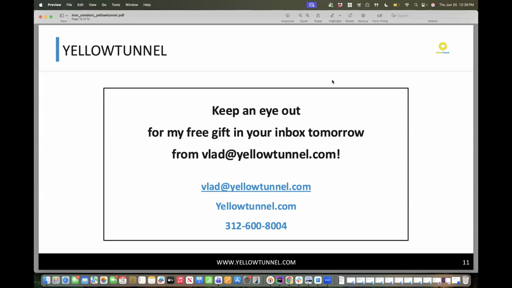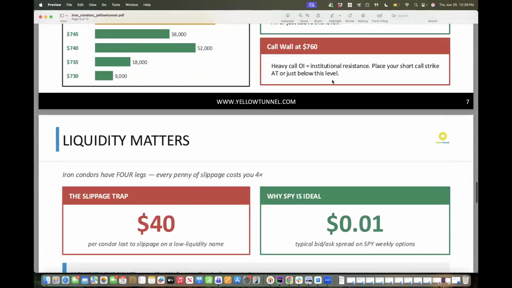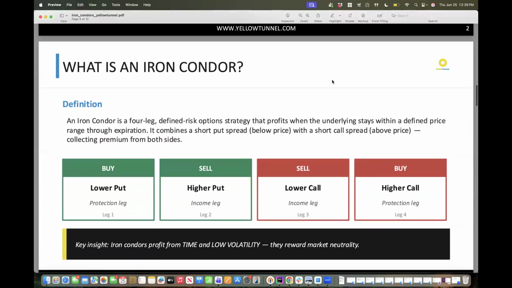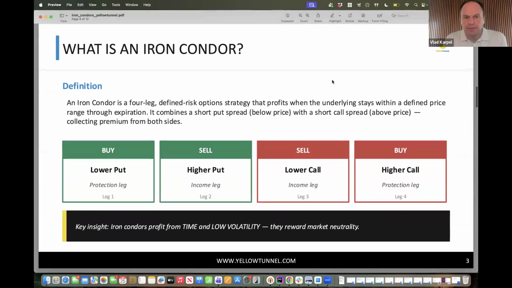Understood. Thank you. One other question coming from Mikhail is asking, can you go back to the first slide really briefly? Not your intro slide, but probably the first one that has the definition of an iron condor. There we go.